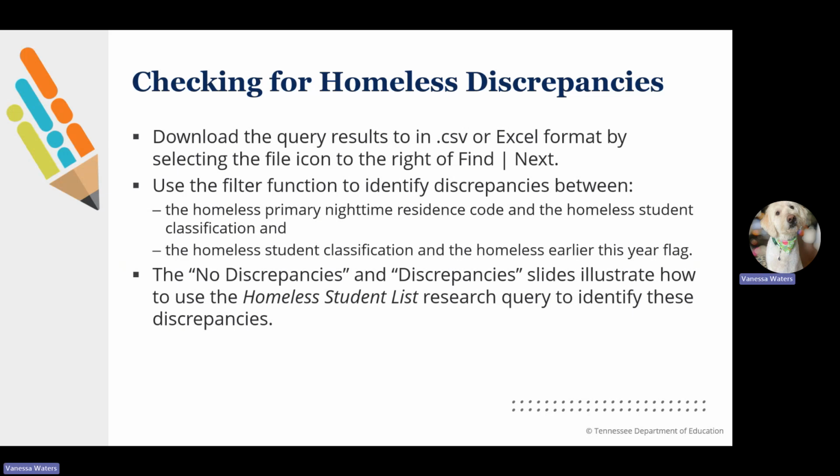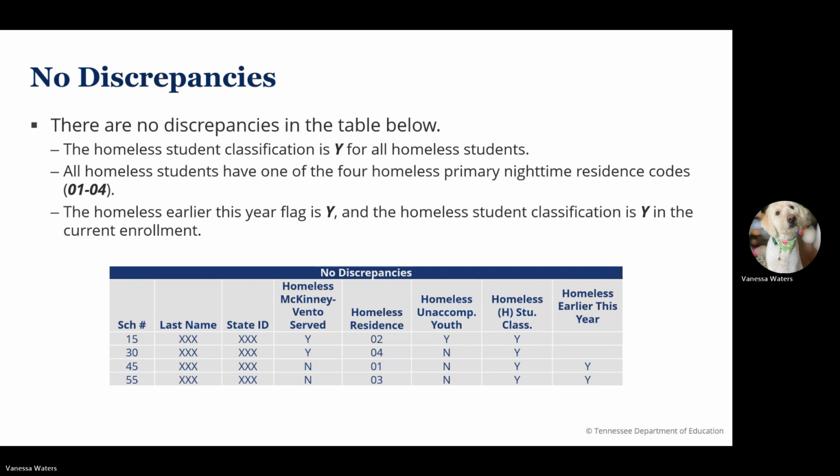Use the filter function to identify discrepancies between the homeless primary nighttime residence code, fourth column from the right, and the homeless student classification, second from the right, and the homeless earlier this year flag, far right. The No Discrepancies and Discrepancies slides illustrate how to use the homeless student list research query to identify these discrepancies.